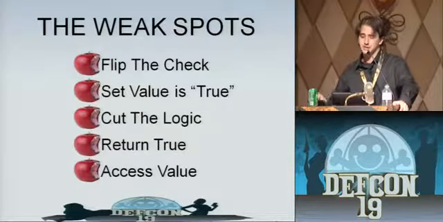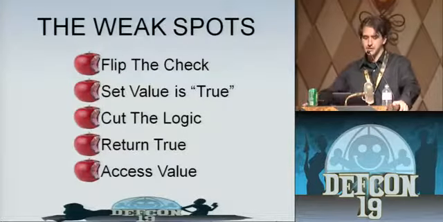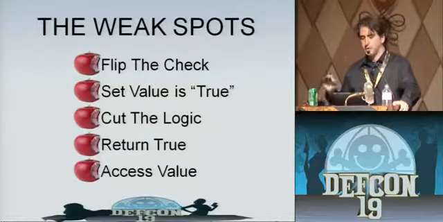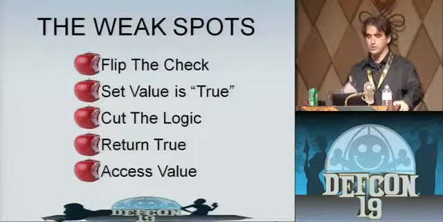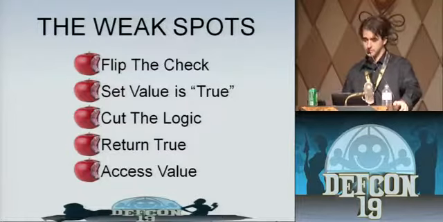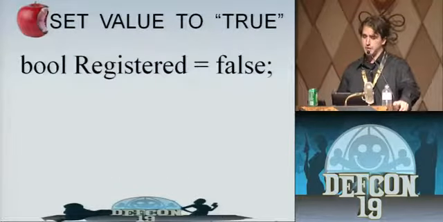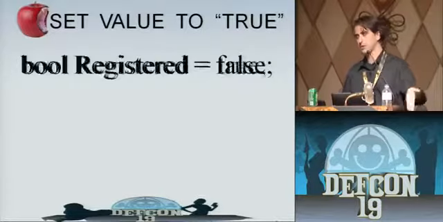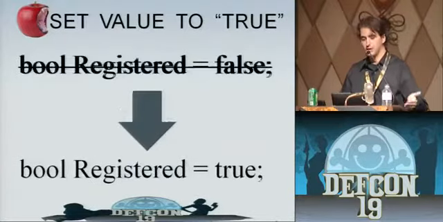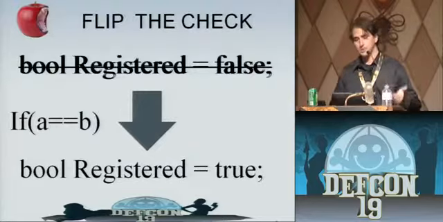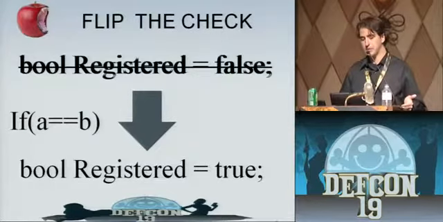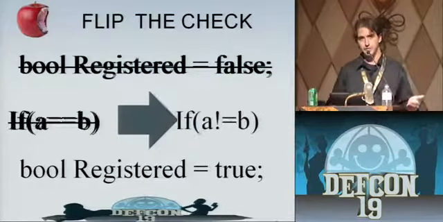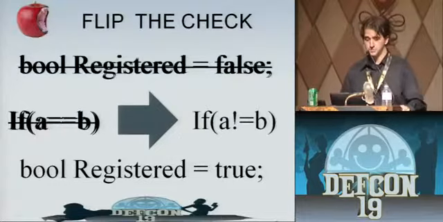The weak spots that you're going to go after in an application. You want to flip a check. You want to set a value to true. You want to cut the logic. You want to return true. You want to access a value. Set a value to true: registered equals false, Grey Wolf, registered equals true. A check, A equals B, password validation. A equals B becomes A not equals B. Only invalid passwords will succeed.